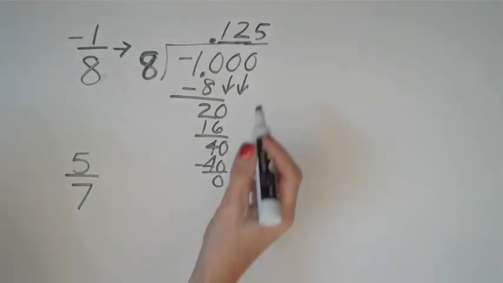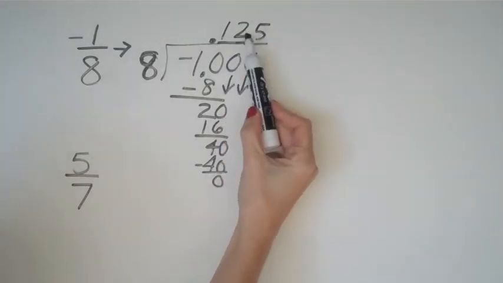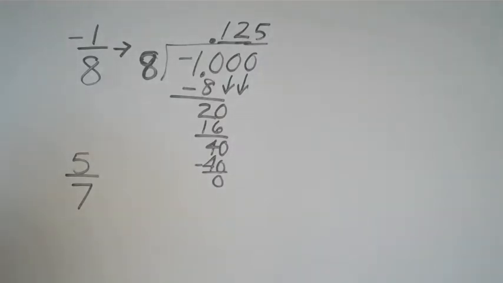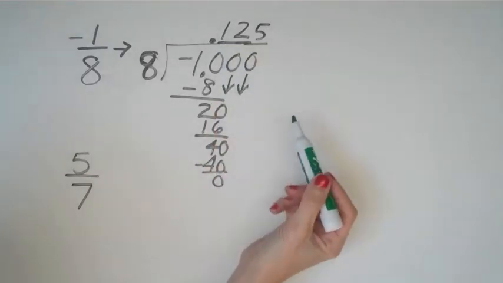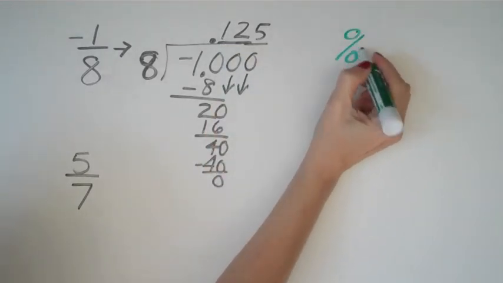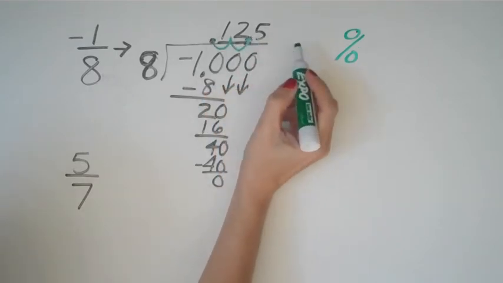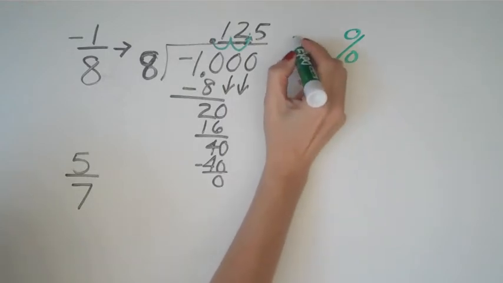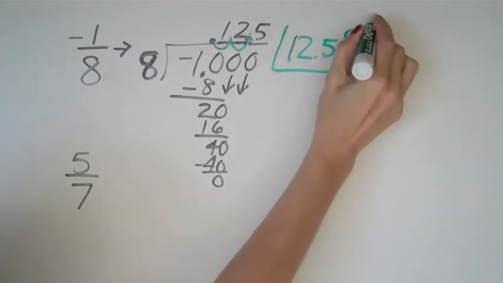So then we have 125 thousandths, right? So it's tenths, hundredths, thousandths. But remember to keep in mind that we went from a fraction to a decimal just now, and our ultimate goal is to become a percent. So what do we have to do? We have to move this decimal 2 places to the right, and then we get our percent. So it's 12.5% as our final answer.